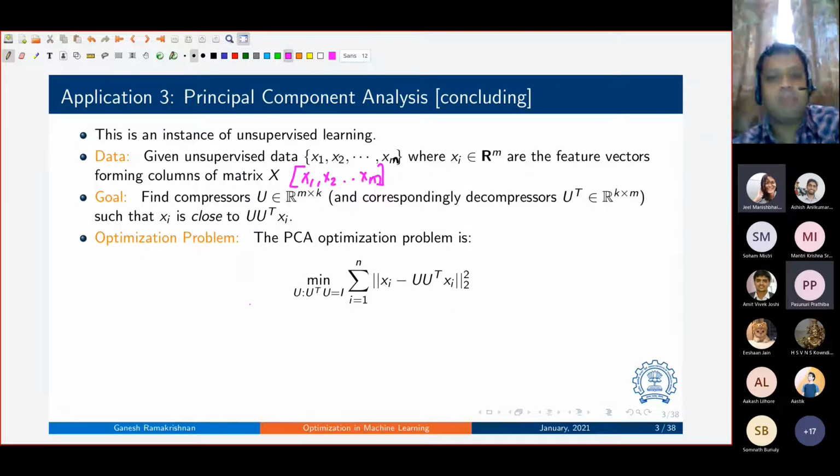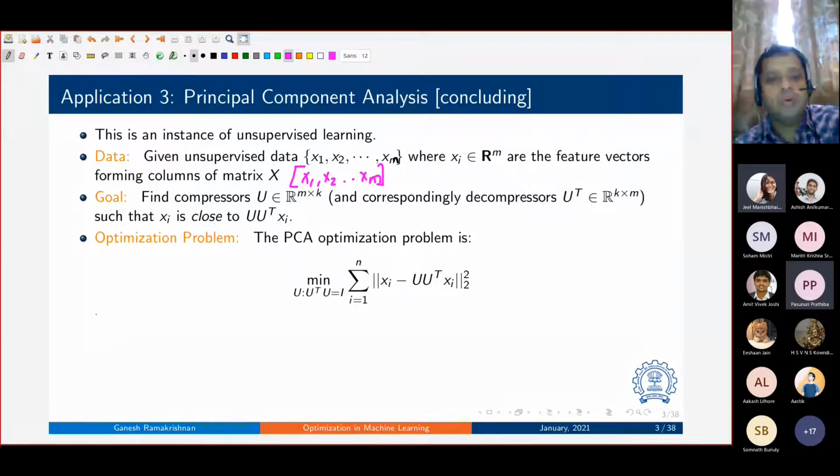So the PCA optimization problem we had shown to be the same as trying to minimize the norm of xi minus UU transpose xi, norm squared. How do you solve this? Well, it turns out that the solution is fairly simple and it's based on the singular value decomposition.